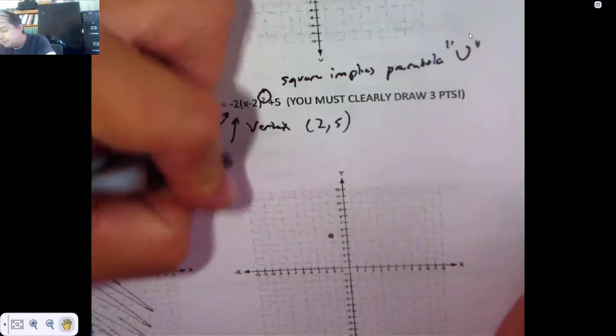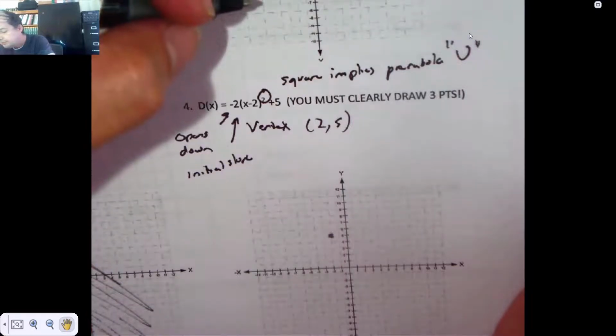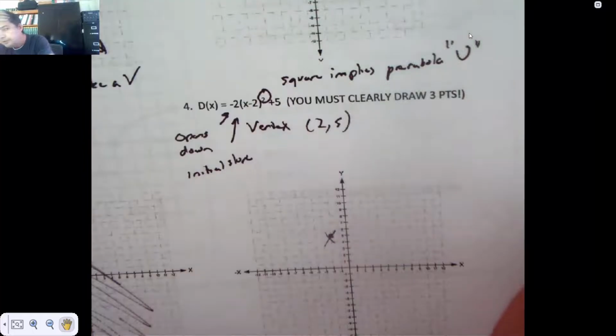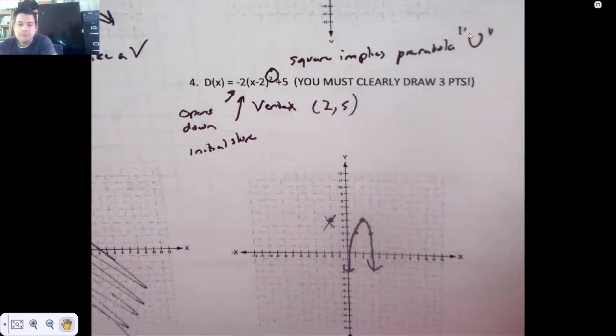And this is my initial slope. It's negative 2, so I'm going to fall 2 and run 1. I added that at an entirely wrong point, didn't I? Right 2, 5. I am guilty of that too. Go right 2, up 5. And I'm going to fall 2 and run 1. There's my little parabola. You could find the y-intercept if you wanted to. You don't have to, okay? It's not about that.